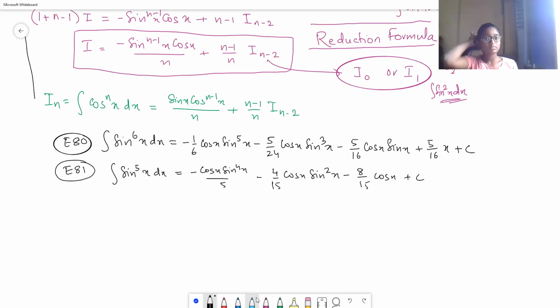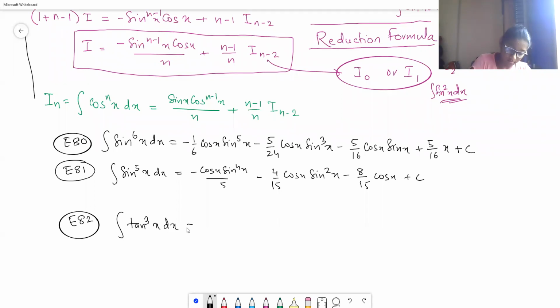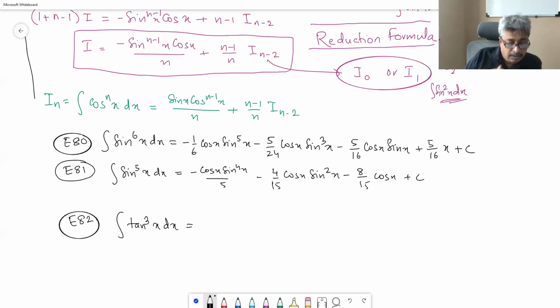So how do you deal with, say, example 82 now? Integral tan cube x dx. Tan cube x dx, the answer is tan square x by 2 minus log sec x plus c.